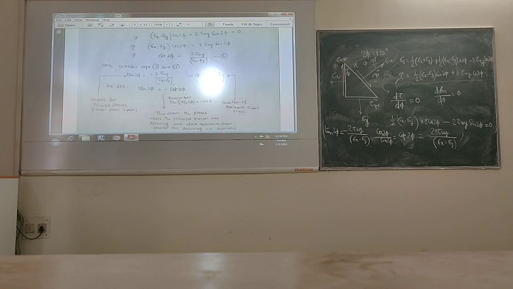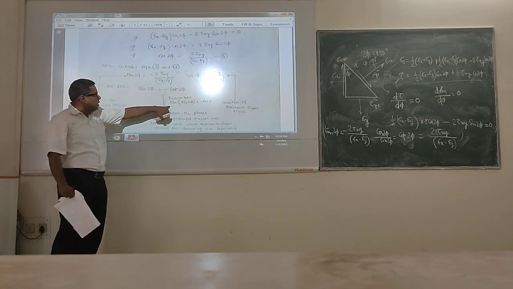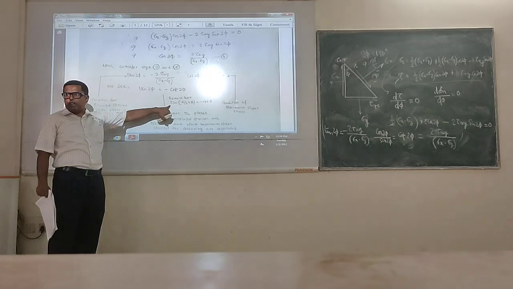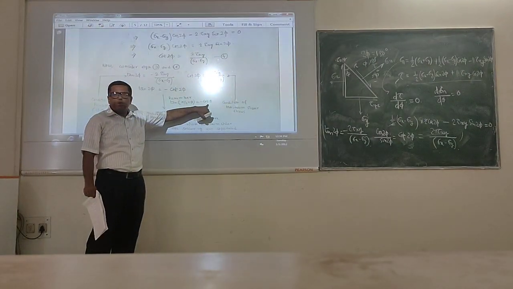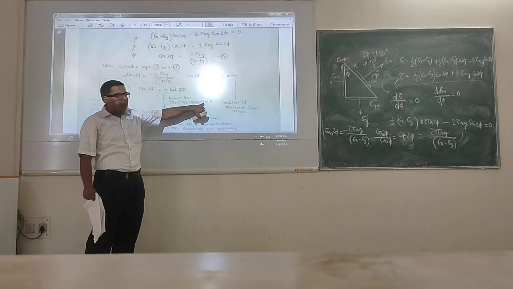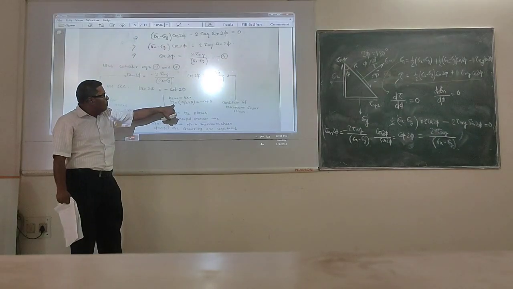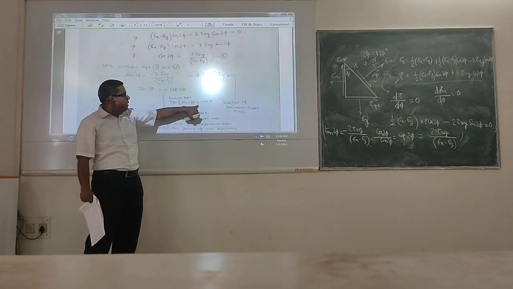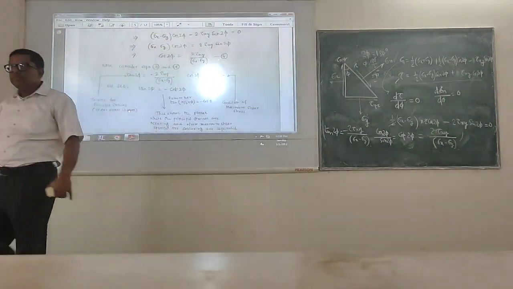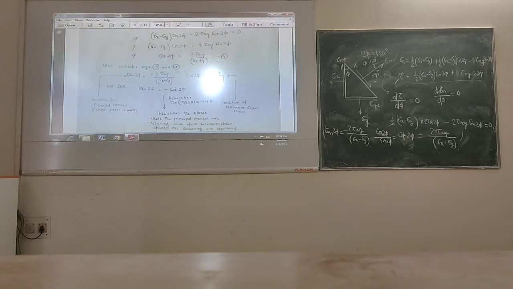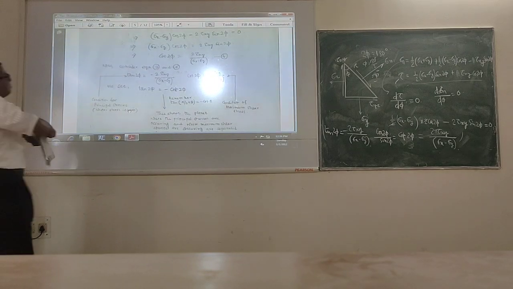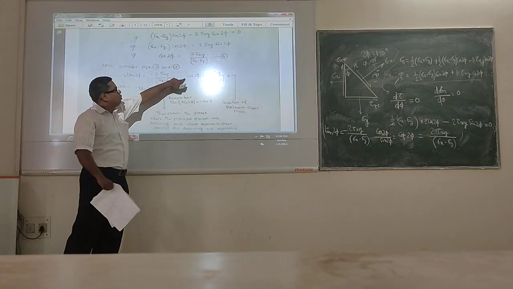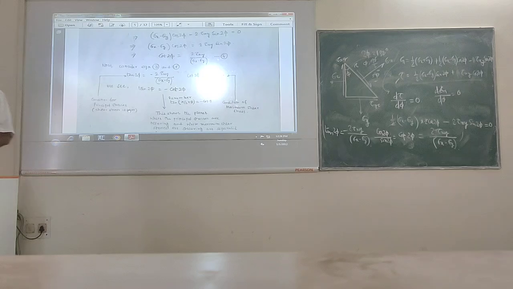So compare these two conditions. Now if you compare these two conditions and go by the trigonometric relation, what is minus cot theta? Tan of pi by 2 plus theta should be equal to minus cot theta. Tan of pi by 2 plus theta should be equal to minus of cot theta. Correct?